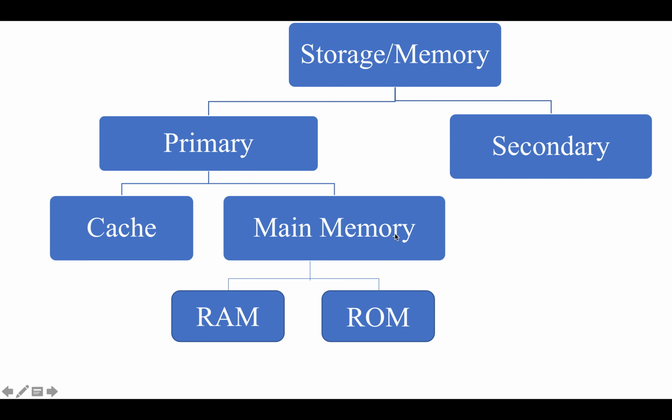Then what is main memory? Main memory is the type of computer memory that is directly accessed by the CPU. It allows the processor to quickly fetch and execute the commands stored in it. Then main memory is classified into RAM and ROM. RAM stands for random access memory, ROM stands for read-only memory. Let's go with the RAM and ROM.